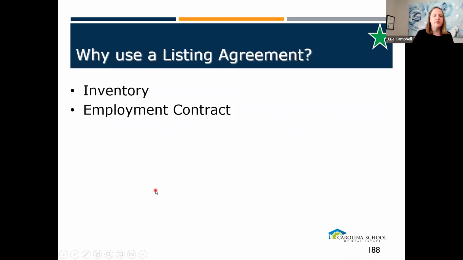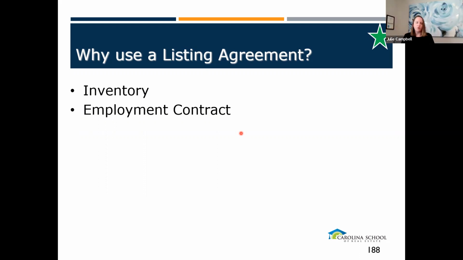So why do we need to use a listing agreement? Well, obviously it secures our commission, right? It's an employment contract. So if you want to get paid, if you want to secure your commission, then I've got to have an agreement. I've got to have a binding contract in place. If I don't have that, then there's no commitment. There's no loyalty. There's no requirement to pay me.